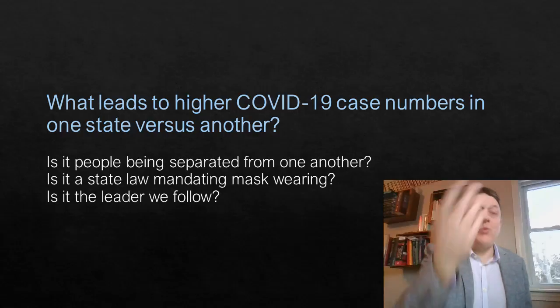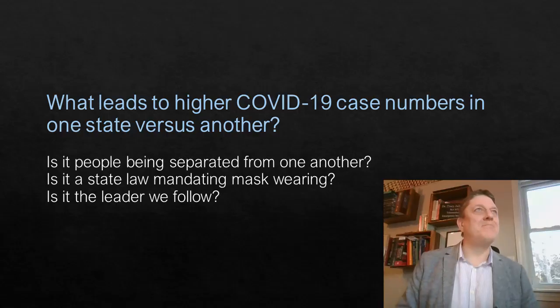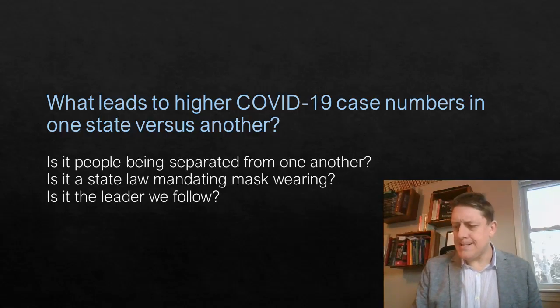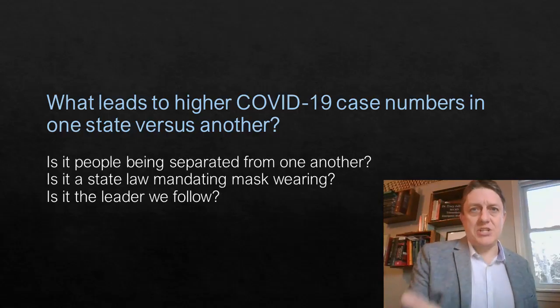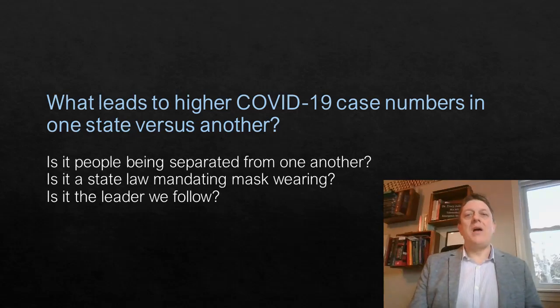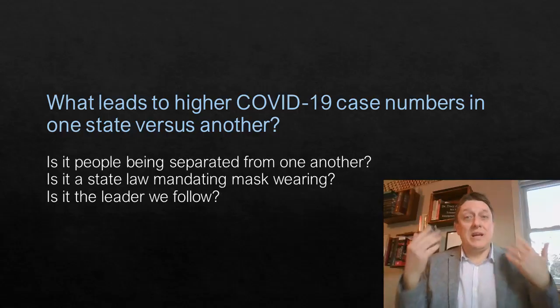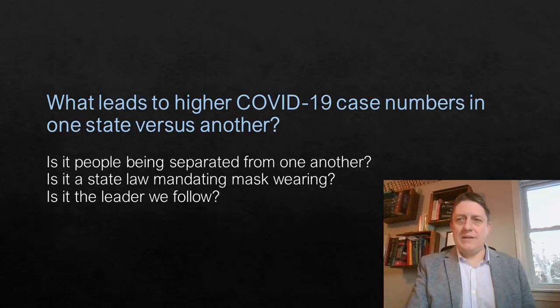So if we think that people being separated from one another, just in a natural order of things, might have to do with higher COVID rates or lower COVID rates, well, we can develop a measurement of that, and that is population density. There are some places where the number of people per square mile is really high, and some places where it's really low.